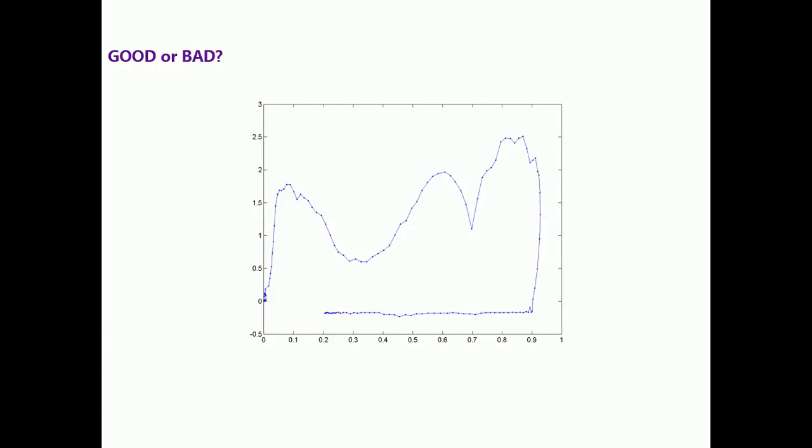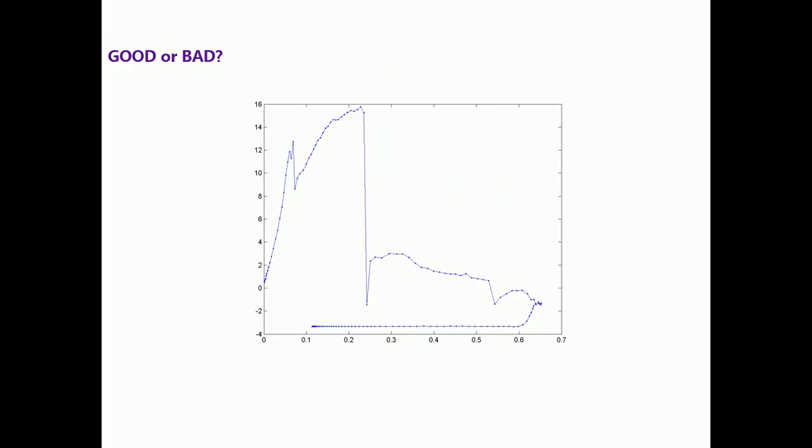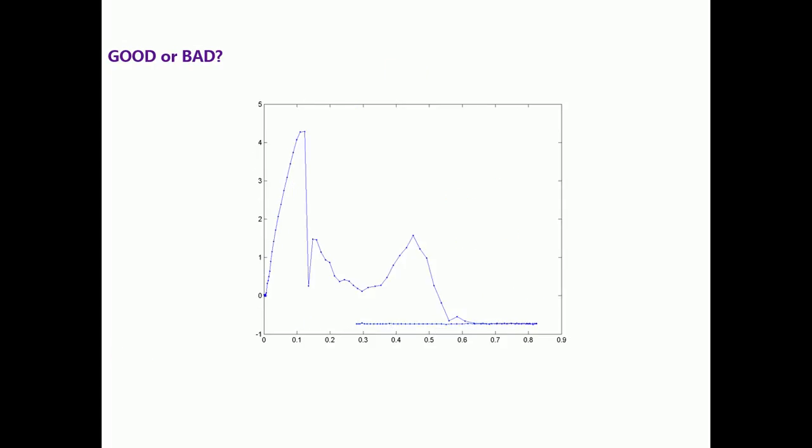What about this one? It's a bad one. What about this one? It's a good one. What about this one? It's a bad one because of the lurch. What about this one? Good or bad? It's a good one.